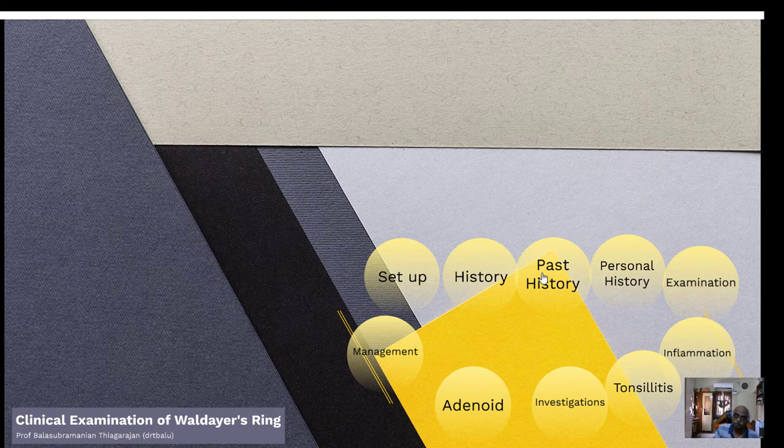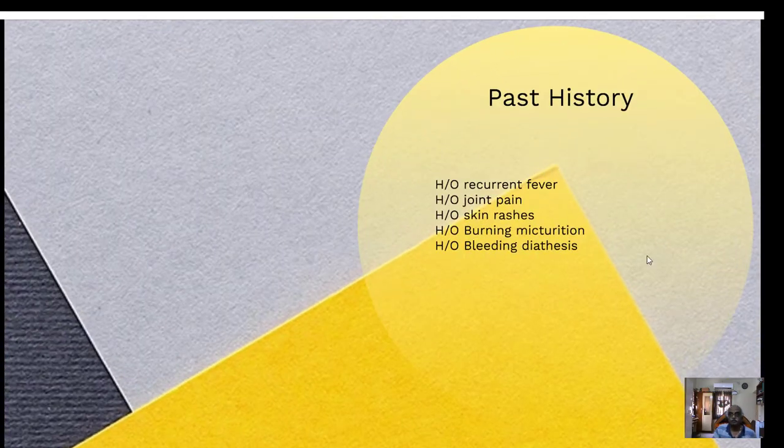Let us go to the past history. You need to ask the patient whether there are any episodes of previous recurrent attacks of fever, any previous history of joint pain, any previous history of skin rashes, any previous history of burning micturition, any history of bleeding diathesis. They should be clearly asked because if the patient is going to have recurrent fever, it goes without saying the patient child could be suffering from recurrent tonsillitis, recurrent adenotonsillitis.